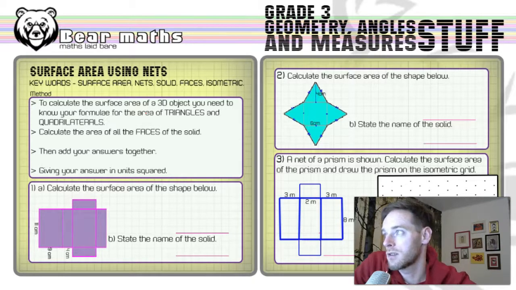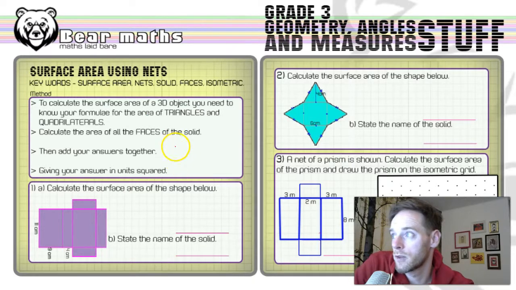Okay, now the method states that to calculate the surface area of the 3D object, you need to know your formula for the area of triangles and quadrilaterals. There's three pretty simple steps. Calculate the area of all the faces of the solid, then add the answers together, and then give your answer in squared units, or units squared. Now, number one, let's get started.